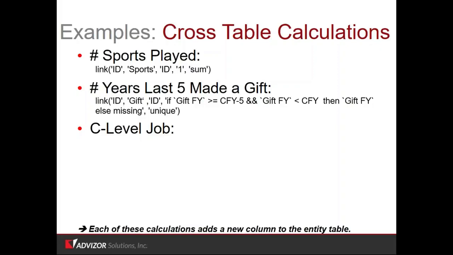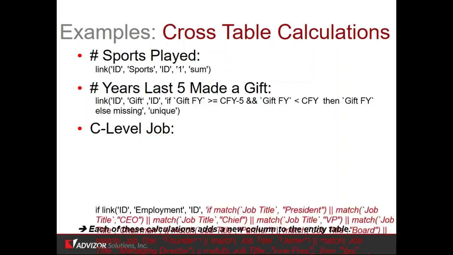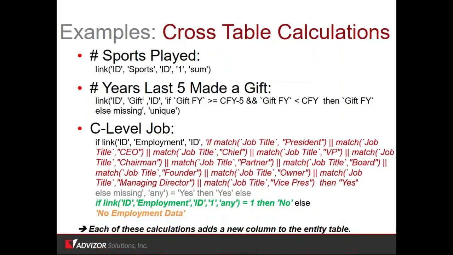Not hard to do. The C-level job is going to look a little more complicated, because the titles come in all kinds of different forms. So somebody looks through the titles. There's this first part: if you match on the job title, which is the field in the employment table, president or CEO or chief or VP or chairman or partner or board or founder or owner or managing director or vice president, because sometimes it's spelled out, sometimes it's not, then yes, it's a C-level job. Else, if you find it in there at all, then no.